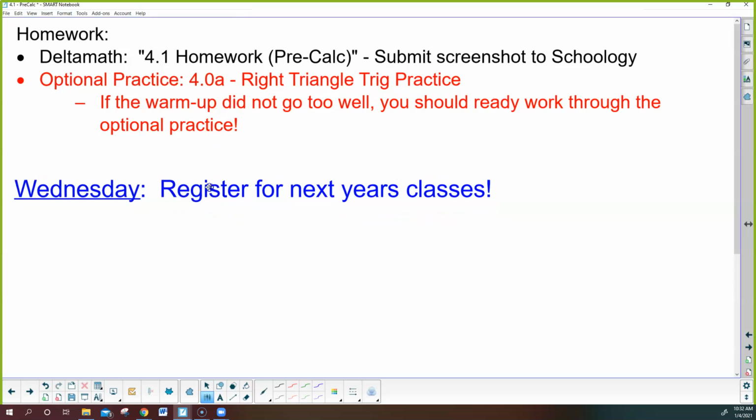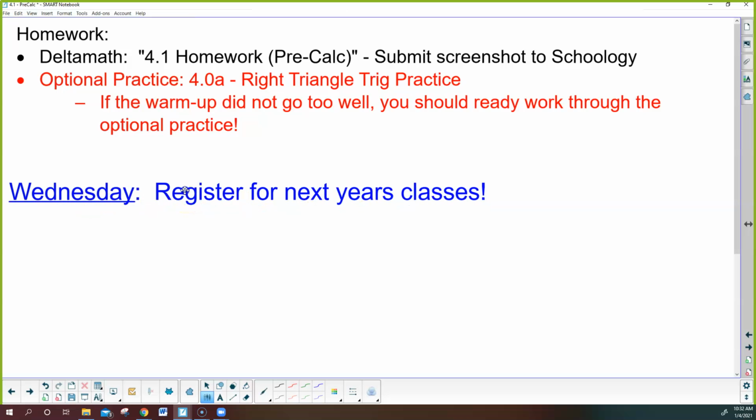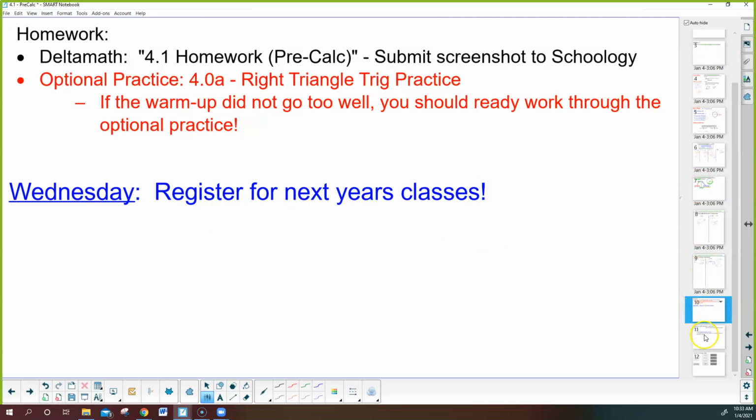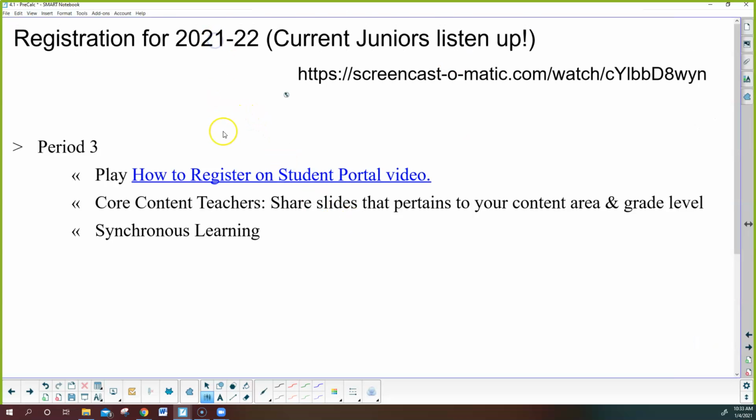Okay? On Wednesday, your goal for Wednesday is to register for classes. So that's juniors. Seniors, that means on Wednesday, you need to just log in and make sure that you've checked in for attendance. And if you've done everything, current seniors this year, you don't have to register for next year in high school. So juniors, I need you guys to stick around, and we're going to talk about registration really quick. Current seniors, you are allowed to leave right now because you don't need to know this.